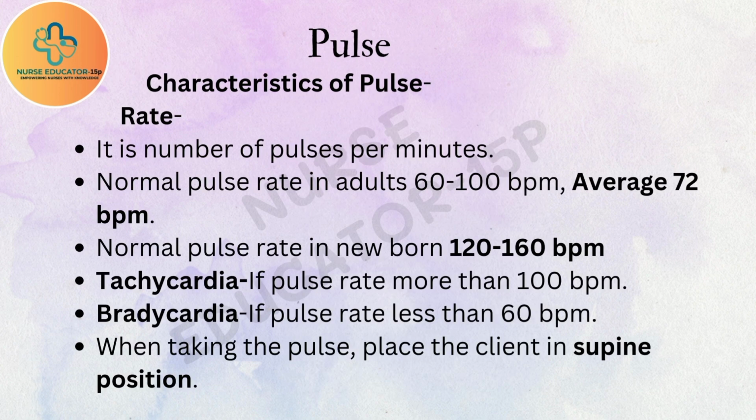Then we'll see the characteristics of the pulse. The first is the rate, the number of pulses per minute or beats per minute. The normal pulse rate in an adult is 60 to 100 beats per minute. Average is 72 beats per minute. The normal pulse rate in a newborn is 120 to 160 beats per minute. When it is increased more than 100, it is called tachycardia. When it is decreased less than 60 beats per minute, it is called bradycardia. We should check the pulse in the supine position.